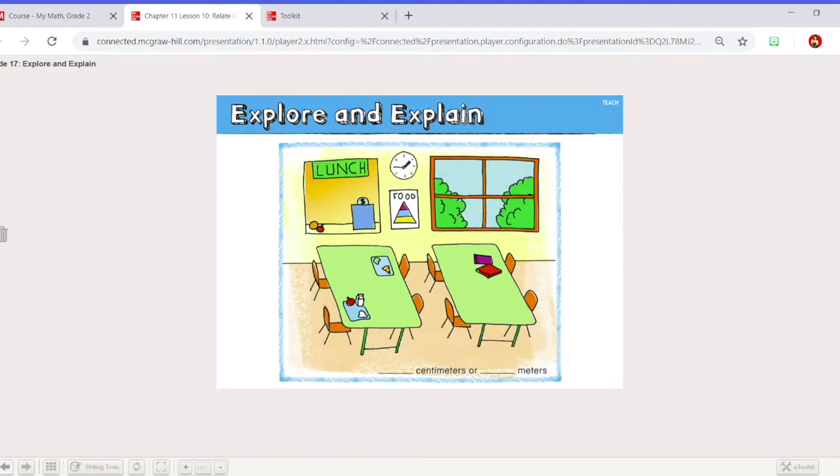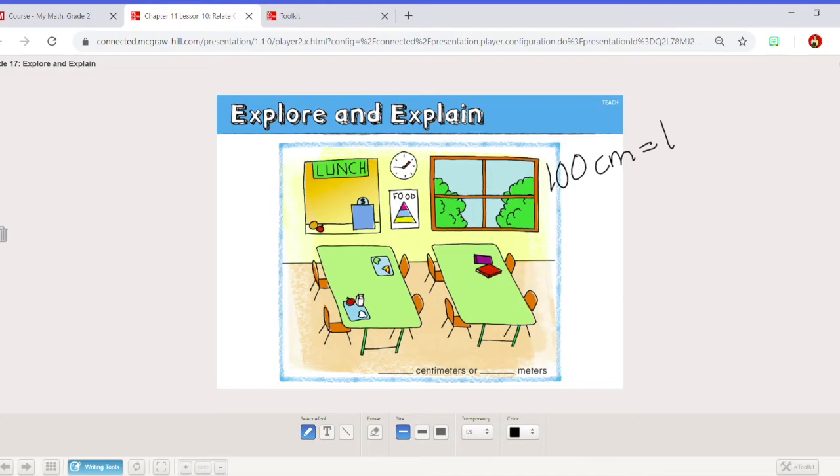So, I'm going to go to my window, and I'm going to measure it. I'm going to see how many centimeters it is. My window is exactly 100 centimeters. That's pretty lucky because 100 centimeters equals 1 meter. But you might want to measure a table, or your window in your house might be a lot bigger than mine, and you might need some help measuring it, and that would be pretty cool. But I'm going to say 100 centimeters or 1 meter.